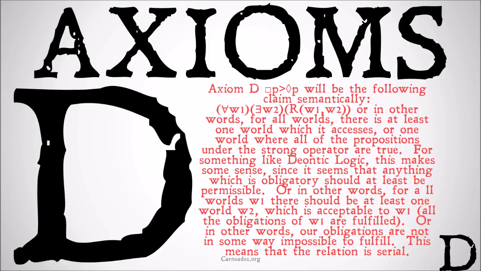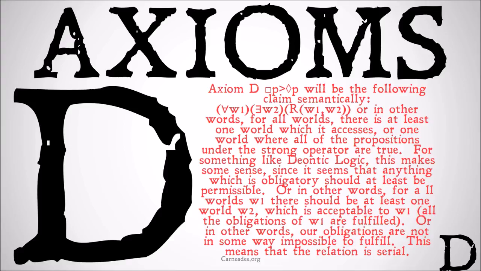Now, axiom D is going to go a step farther. It'll claim the following semantically. It's going to say that for all worlds 1, there exists some world 2 such that world 2 is accessible to world 1. Or in other words, for all worlds, there's at least one world which it accesses. Or one world where all the propositions under the strong operator in the first world are true. For something like deontic logic, this makes some sense, since it seems that anything which is obligatory should at least be permissible.